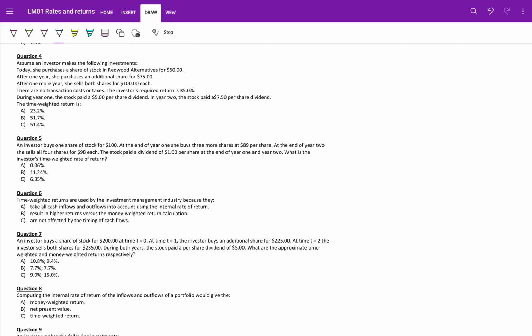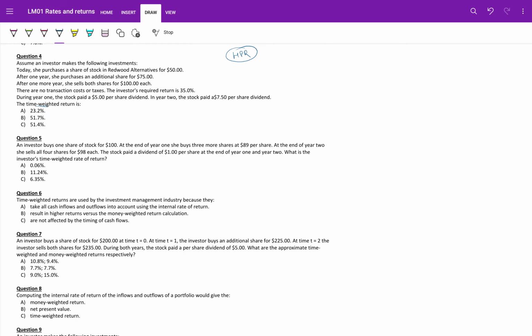So we have completed until question number 3 now. We're going to start with question number 4. Question number 4 is again, we actually have to calculate time weighted rate of return, and for this we actually have to calculate holding period returns, HPR.